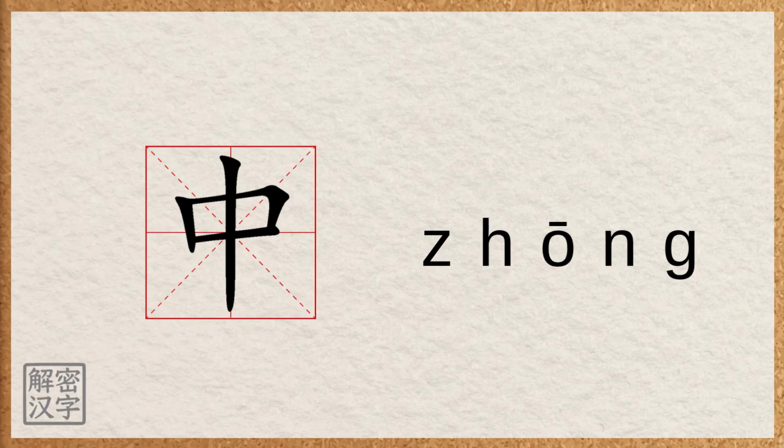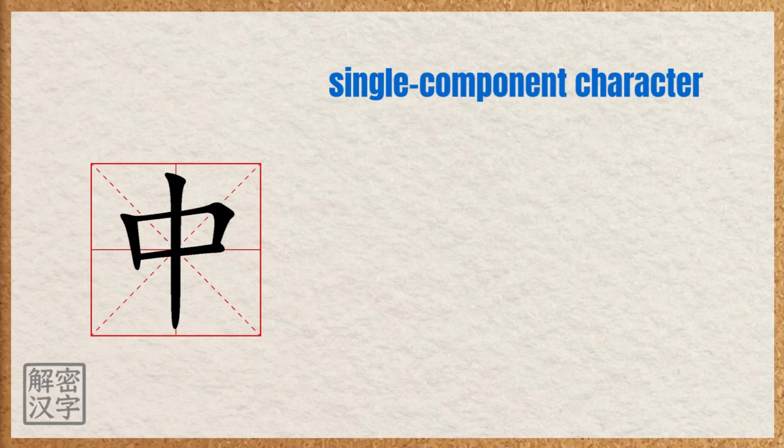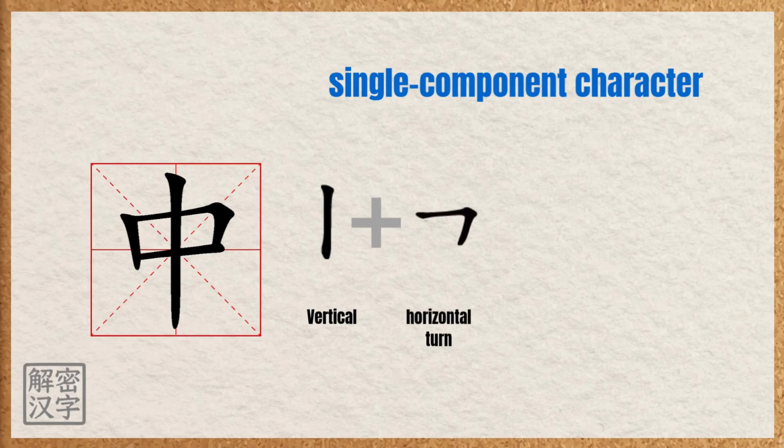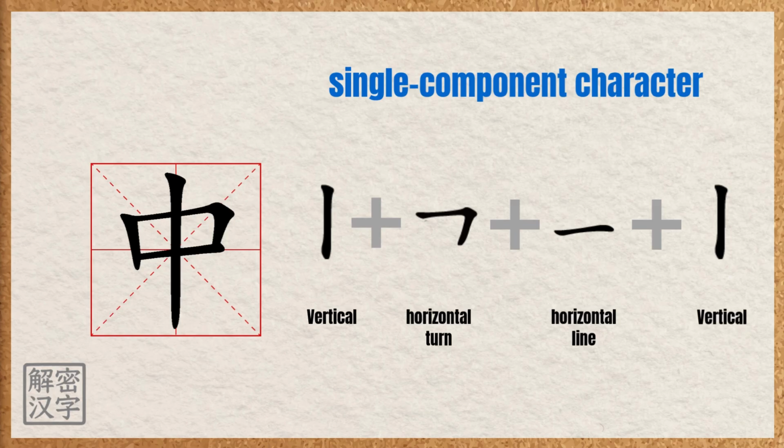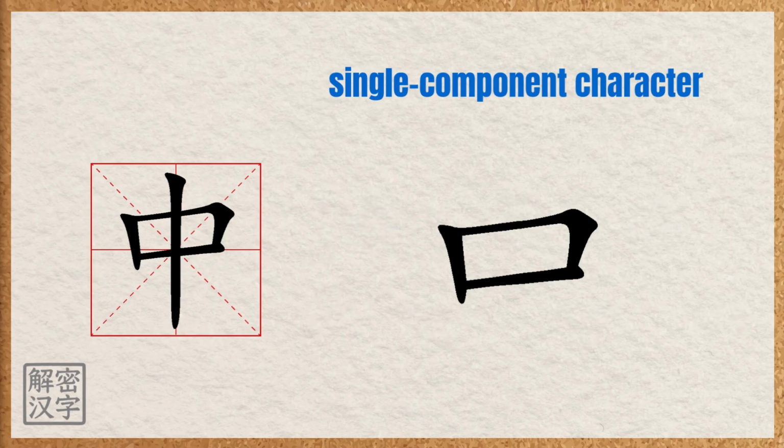中 中 zhōng. Zhōng is a single component character with 4 strokes. A short vertical line, a horizontal turn, a horizontal line, and a long vertical line. It's an easy character to remember. It looks like a straight line running right through the center of a square. But it's important to follow the correct stroke order when writing it.